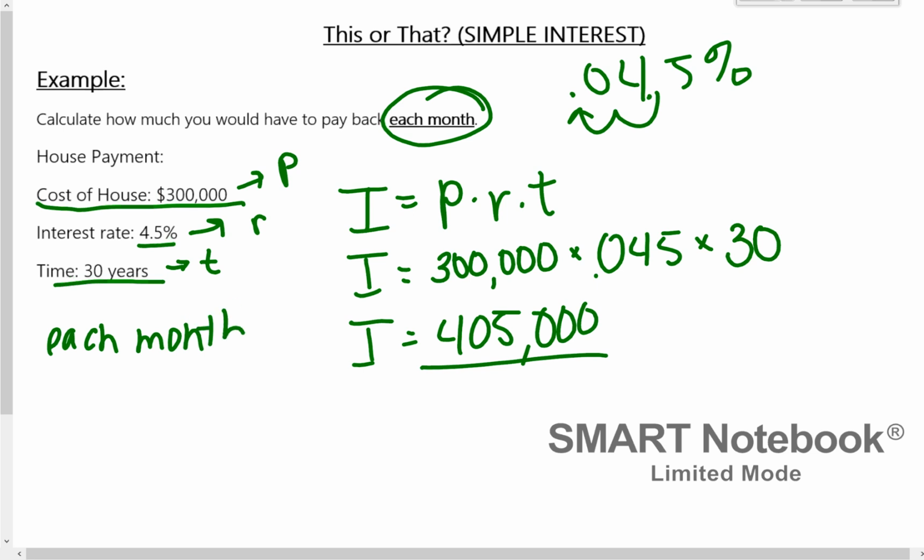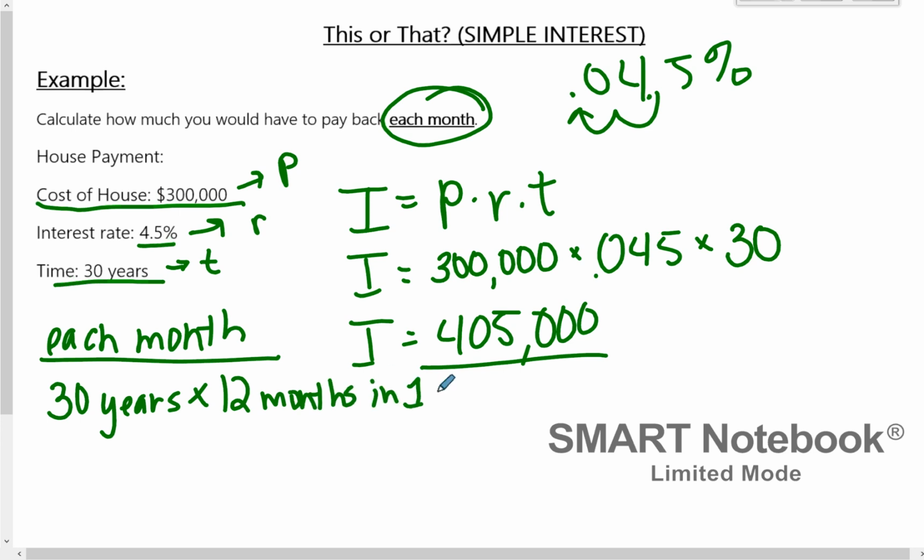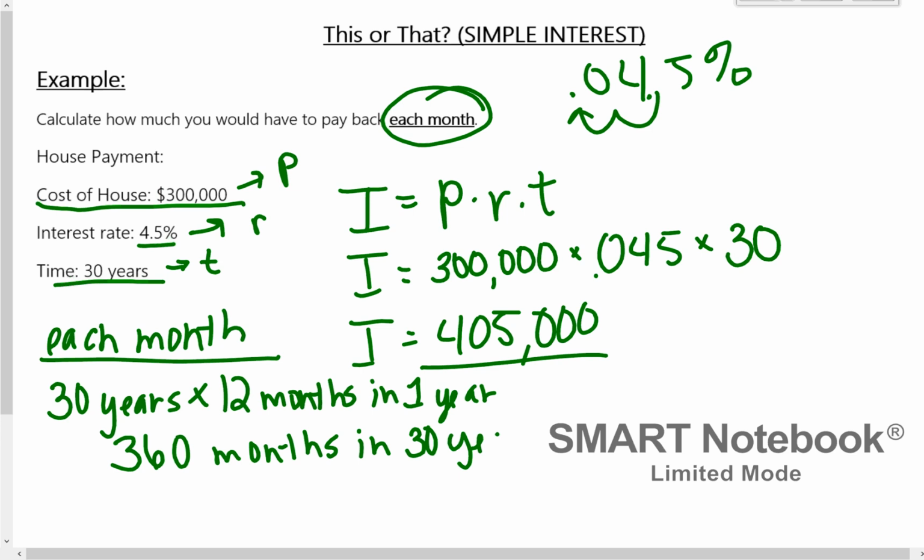is to figure out how many months are in 30 years. Okay, so I have to take 30 years times 12 months in 1 year to figure out how many months there are in 30 years. So I'm going to take 30 times 12, and I'm going to get 360 months in 30 years. Okay, so I have 360 months to pay off my house.